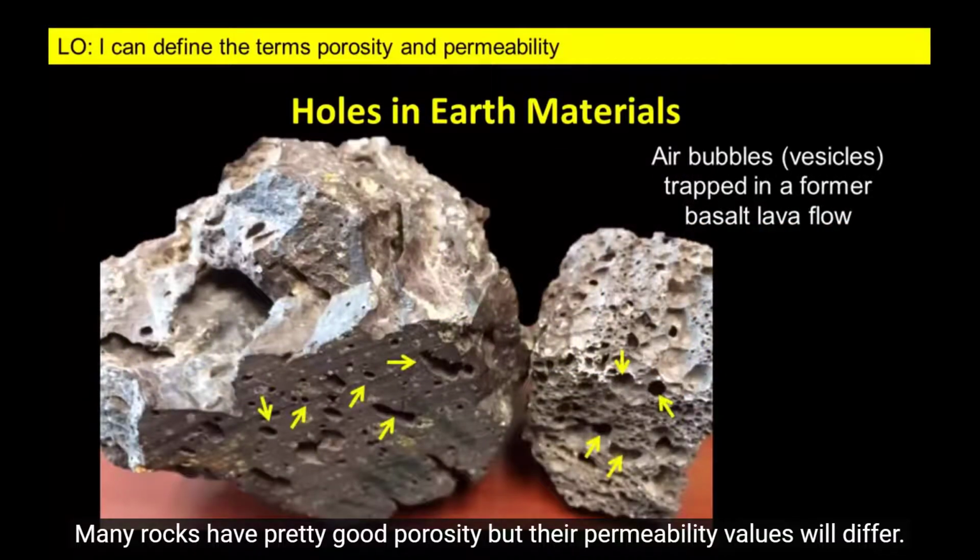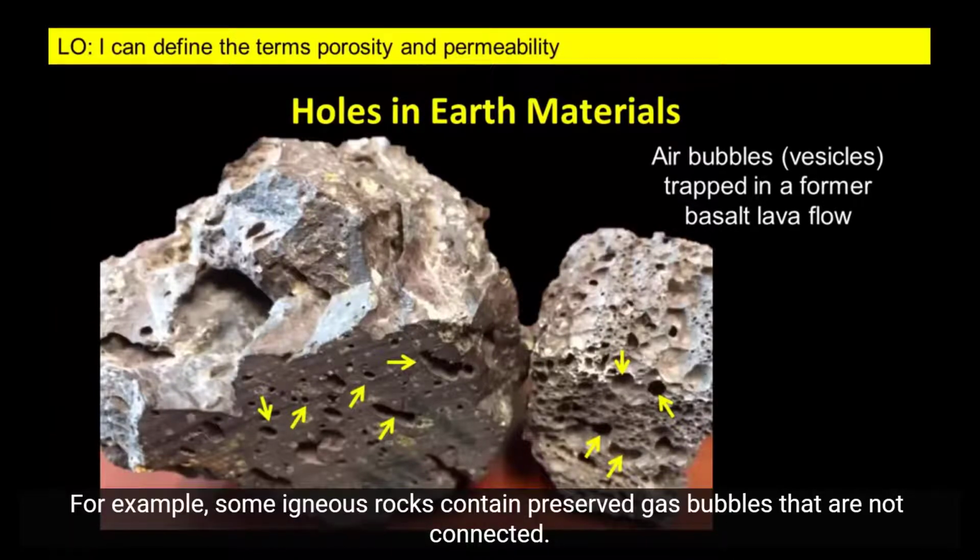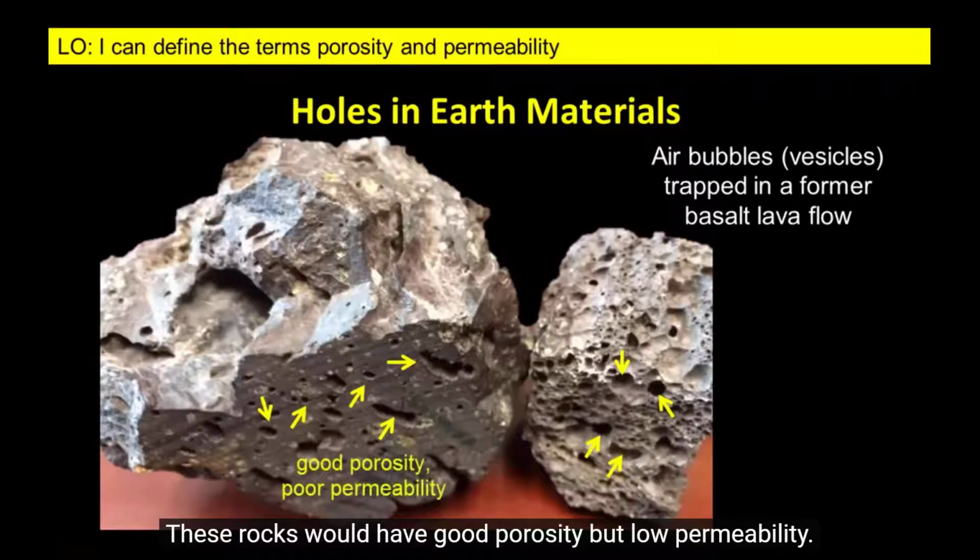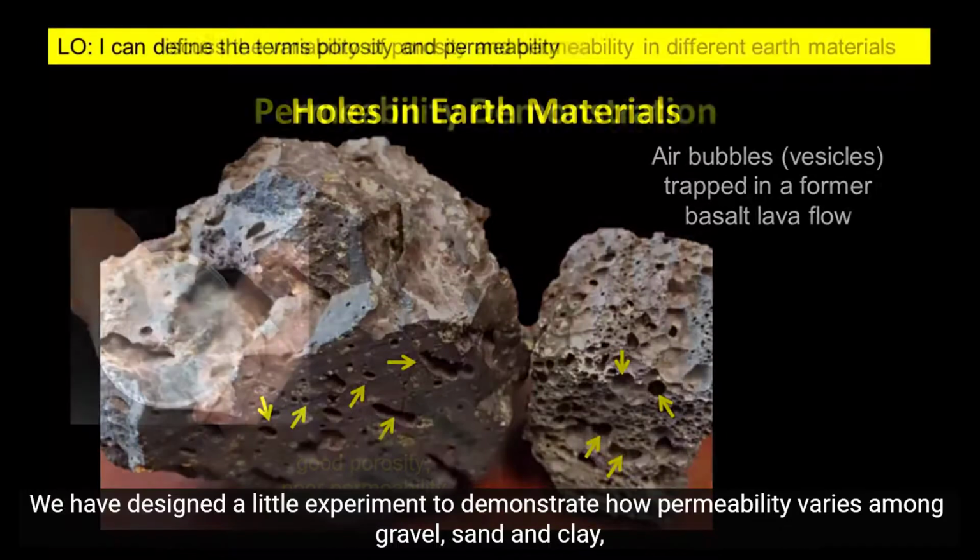Many rocks have pretty good porosity, but their permeability values will differ. For example, some igneous rocks contain preserved gas bubbles that are not connected. These rocks would have good porosity, but low permeability.